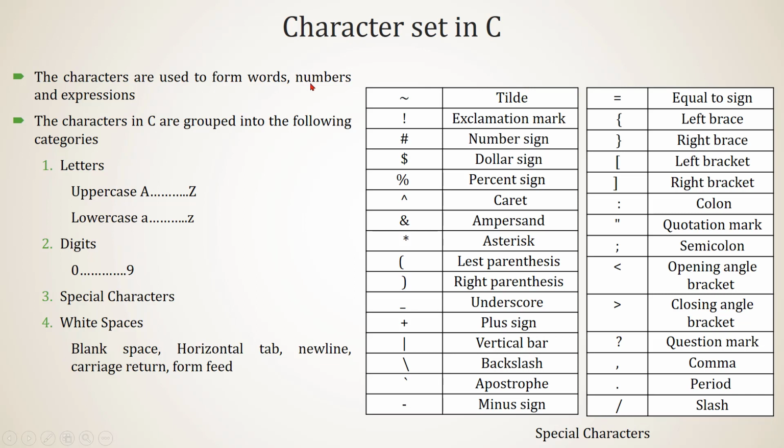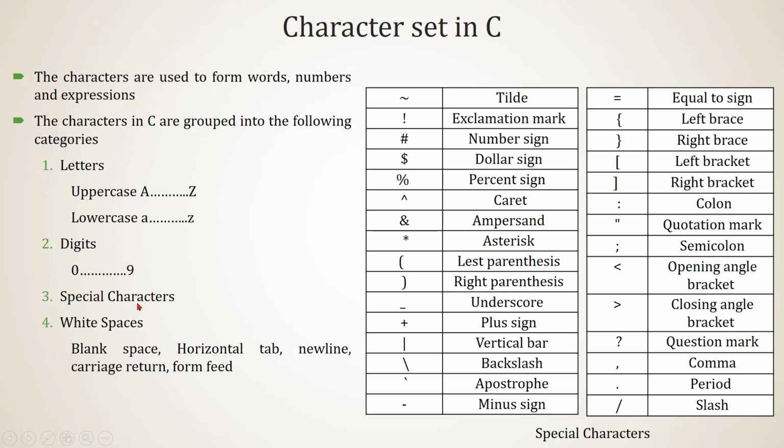So here we are discussing the character set in C, and I hope you understood the character set in the English language. Similarly, we have a character set in our C language. The characters are used to form words, numbers, and expressions. The characters in C are grouped into the following categories. Letters. Letters include A to Z, uppercase, and also a to z, lowercase. And we have some digits. Digits means 0 to 9. We can use any combination of 0 to 9.